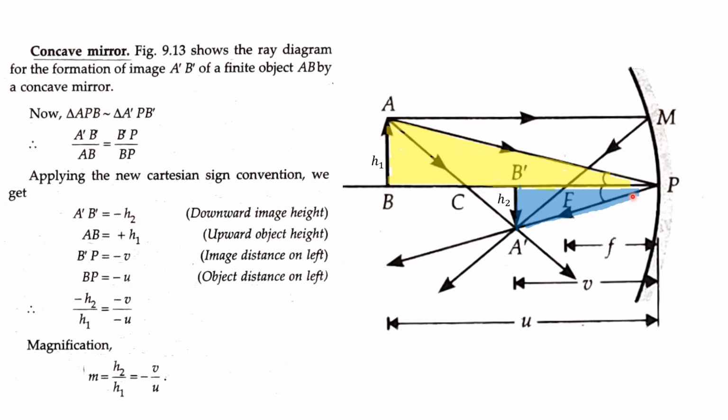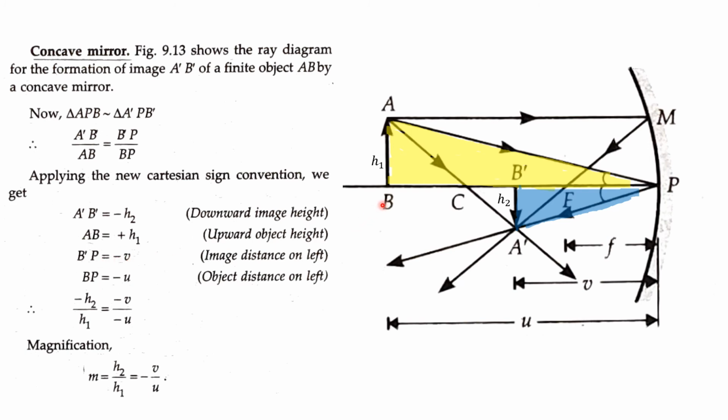Now this is your image A dash B dash. It is at what distance from the pole? It is at a distance V, small v. And again, it is measured in the direction opposite to the incident light, so therefore it will be negative. So the image distance will be negative.